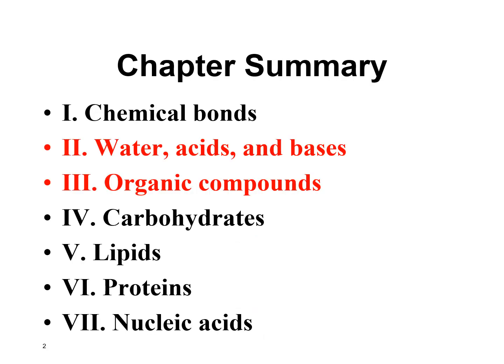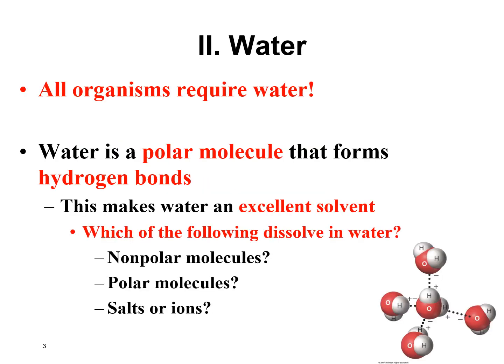We're going to take a look at acids and bases and then introduce organic compounds. All organisms require water, and if you remember, water is a polar molecule. So it has partial positive and partial negative charges because it's got polar covalent bonds between the hydrogen and oxygen molecules. And so it's going to form hydrogen bonds between the partial positive and partial negative charges between two polar molecules. So this is going to make water a very good solvent. So it's very good at dissolving things.